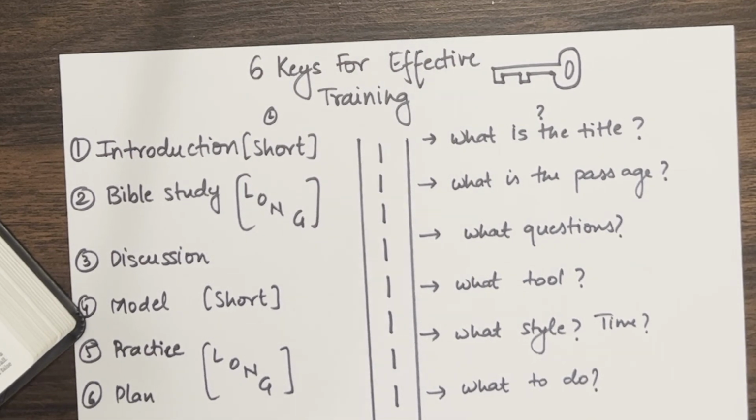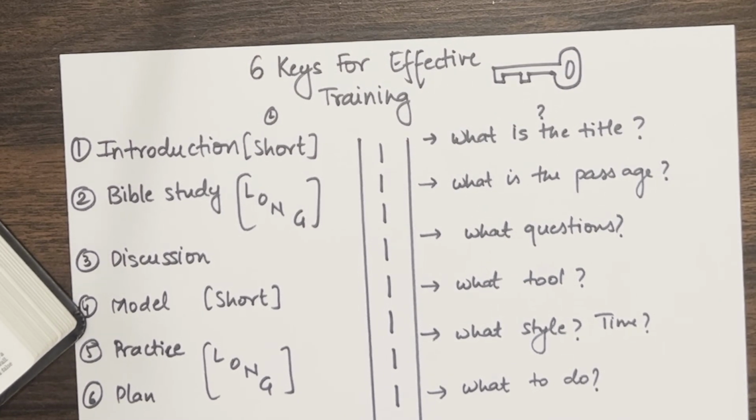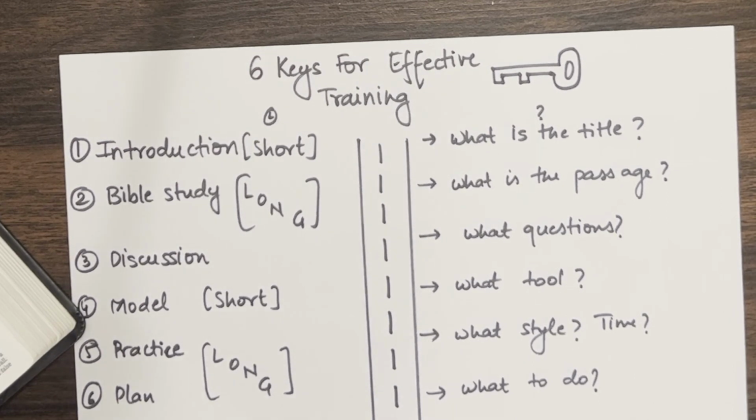So whatever the style is, maybe they're sharing a story, maybe they're needing something to draw. You want to give them plenty of time and write down how much time you need to give them to practice, how many times they need to switch partners, and make a plan for that before they go up and train. The final thing is to make a plan.